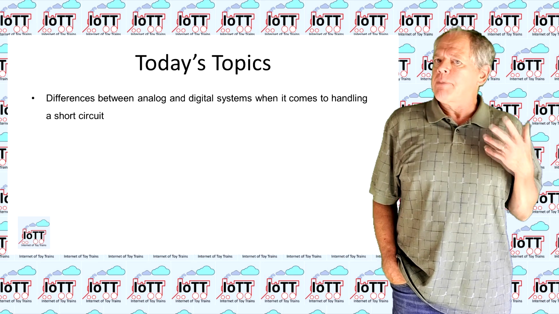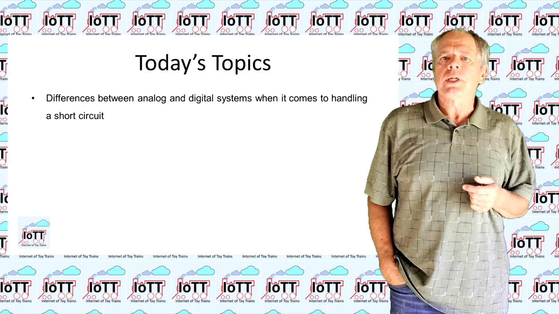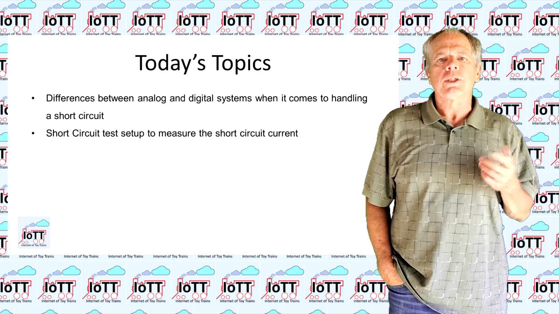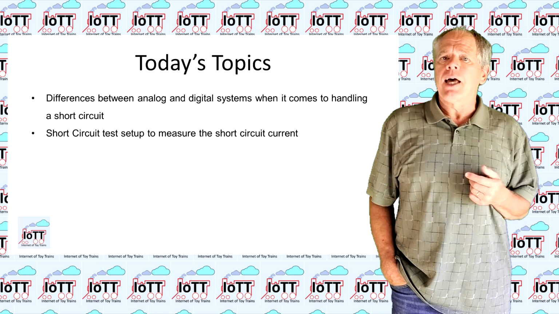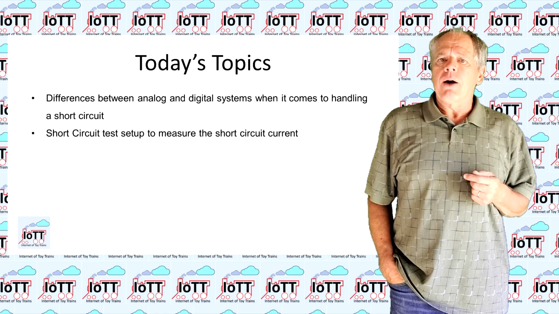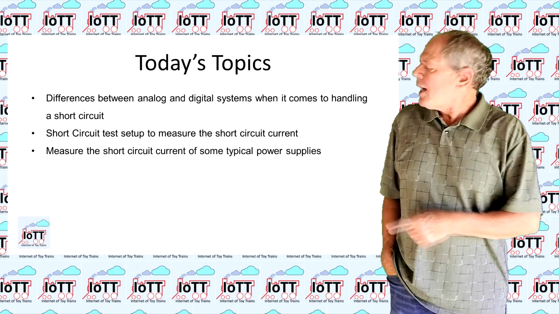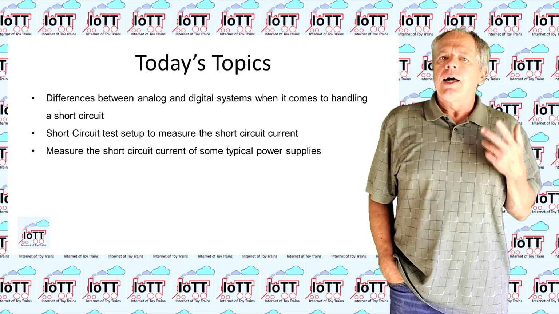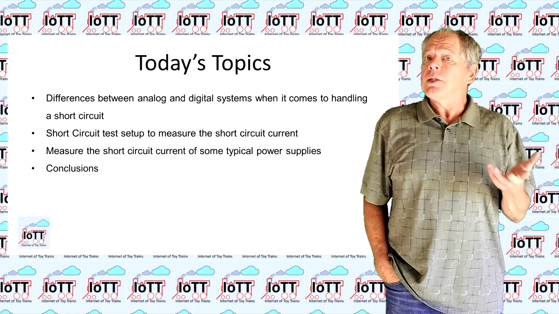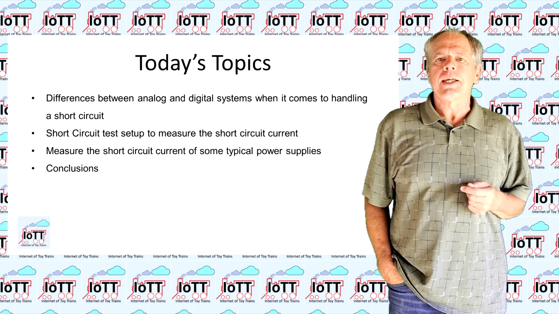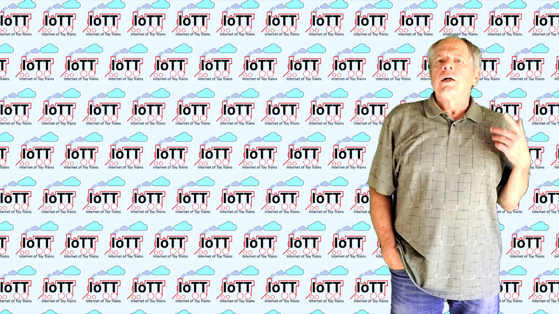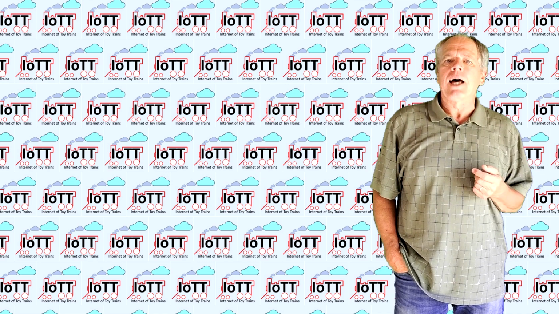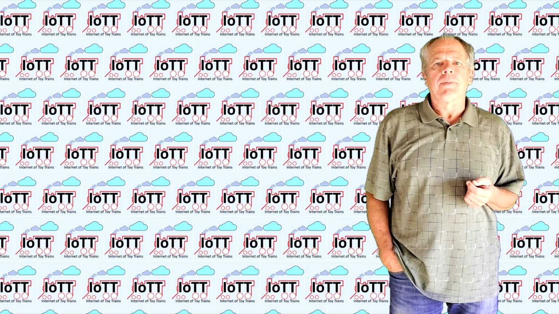This may be a little bit basic for some of you, so feel free to skip ahead. Then I will explain my test setup to measure the short circuit current without creating damage to the power supply or the power electronics. And finally, I will measure the short circuit current of some typical power supplies and try to conclude if they may be a good fit to power a digital command station or booster. So let's get started and compare the principal schematics of the two system types, starting with an analog system.